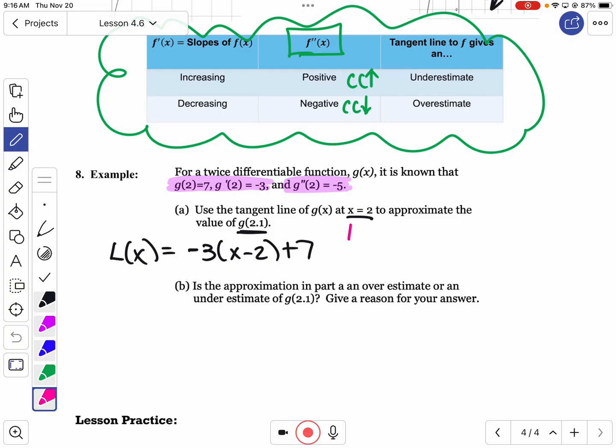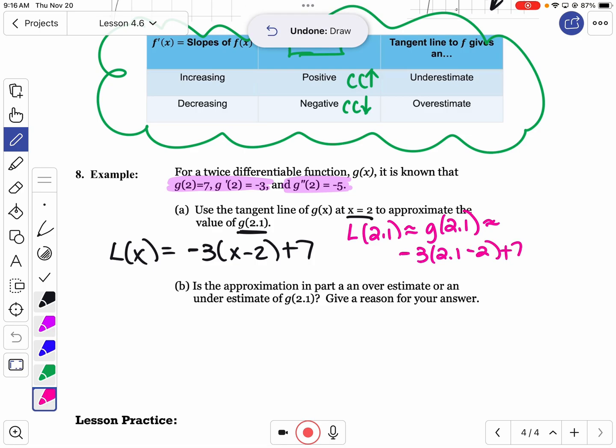So now we're going to do our linearization at 2.1 to approximate g at 2.1, and we're just going to plug it in. Which would be negative 3 times 2.1 minus 2, plus 7. And so that would give me 6.7. So that's part 1 of that question. Did you get that part? I only put the... Oh, you only put, okay, you gotta pay attention.